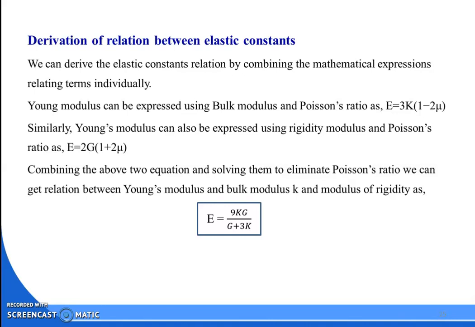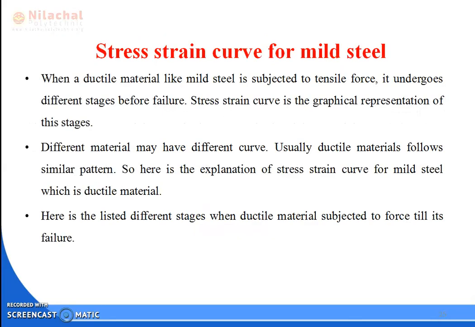So in the previous class we discussed the four kinds of elastic constants, the relationship between them, and the derivation of the relation between the elastic constants. And today we will start with the next part, which is the stress strain curve for mild steel.